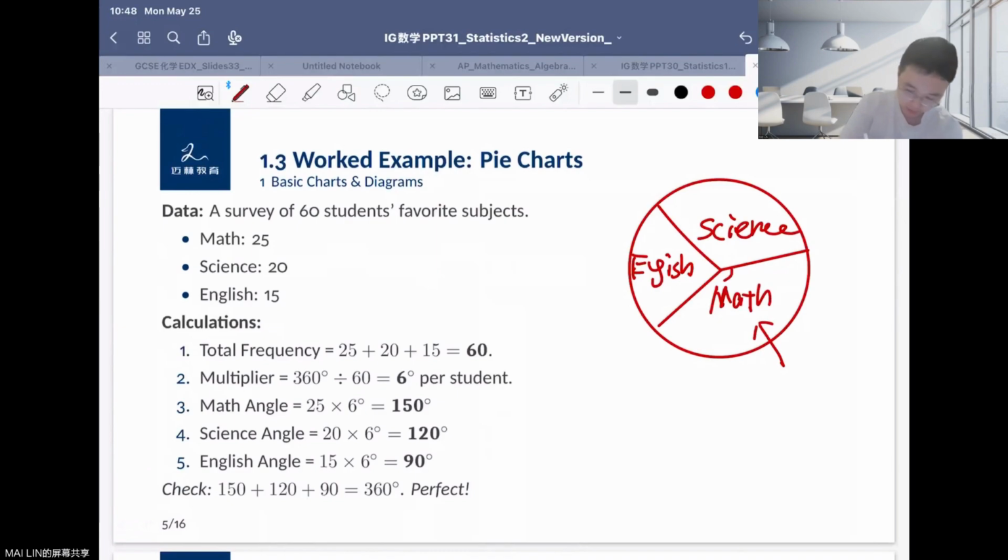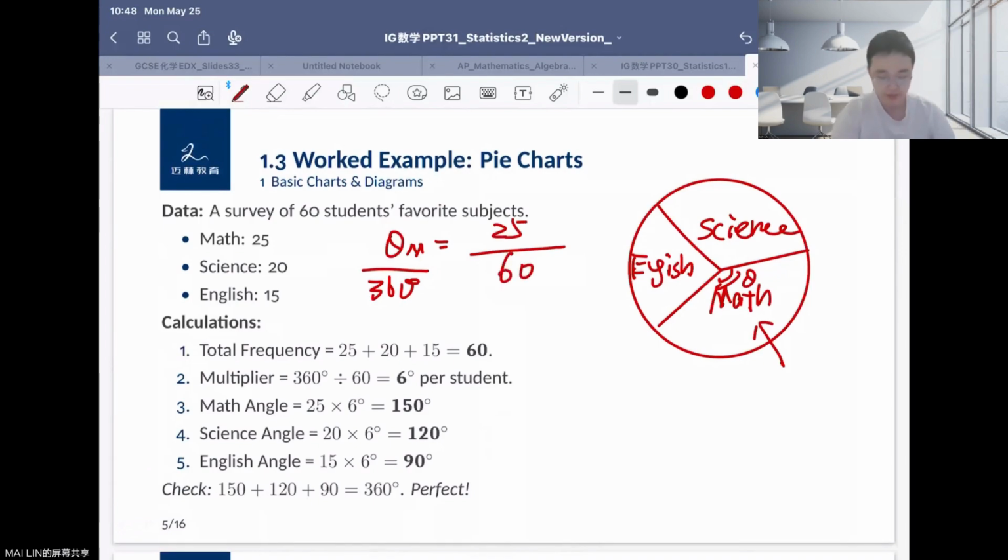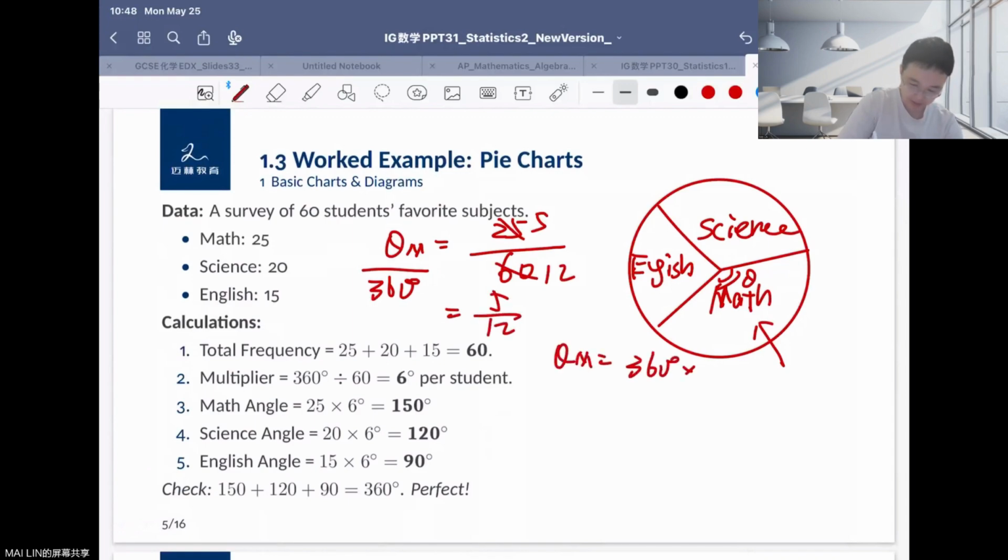And then if you want to calculate the angle, we can say theta math over 360 degrees equals the math students, 25, over the total number of students, 60. Because 25 over 60 is 5 over 12, theta for math is 360 degrees times 5 over 12, that is 150 degrees. So in the pie chart, 150 degrees over 360 degrees equals the number of people in math over the total number of students.